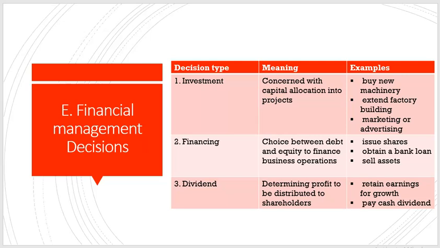Or the second decision can be financing. Financing is about where do you get money to run your business. So you can make a choice of debt, maybe you should borrow, or equity. So equity, maybe you can use shares, or maybe you can try to borrow. Now, examples could be issuing shares, obtaining a bank loan, or sometimes sell assets.